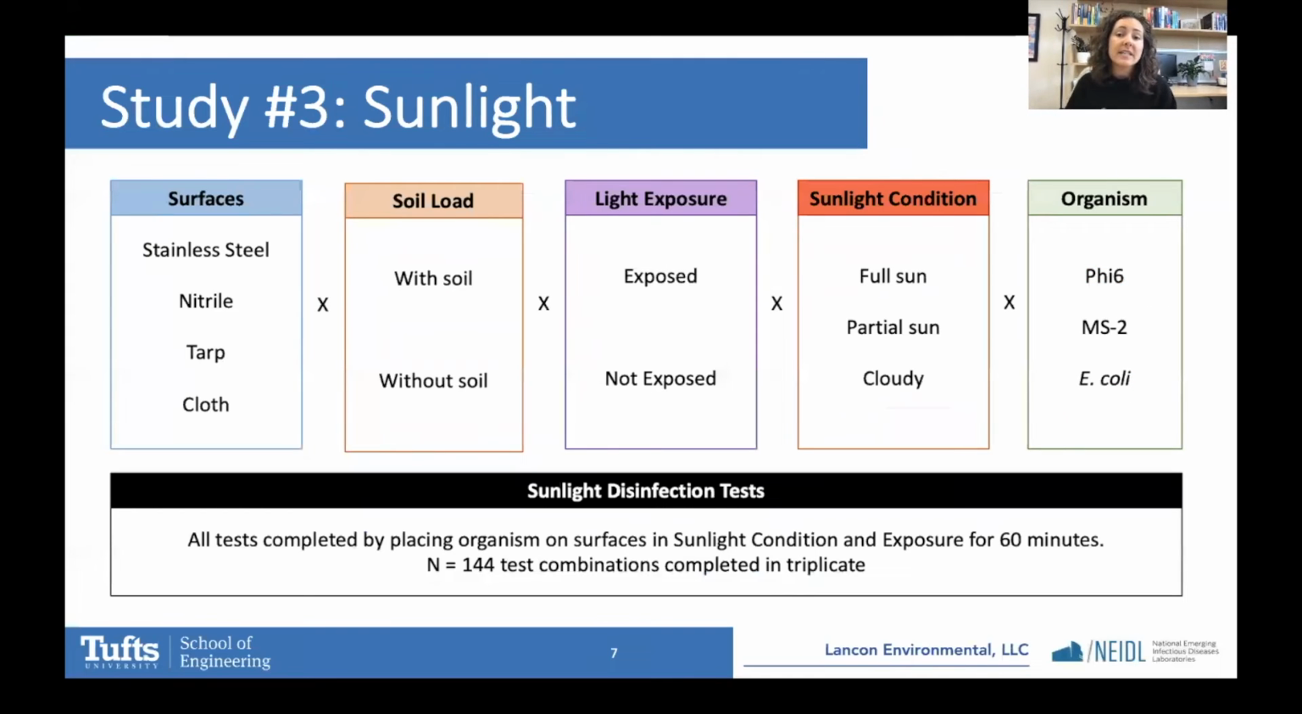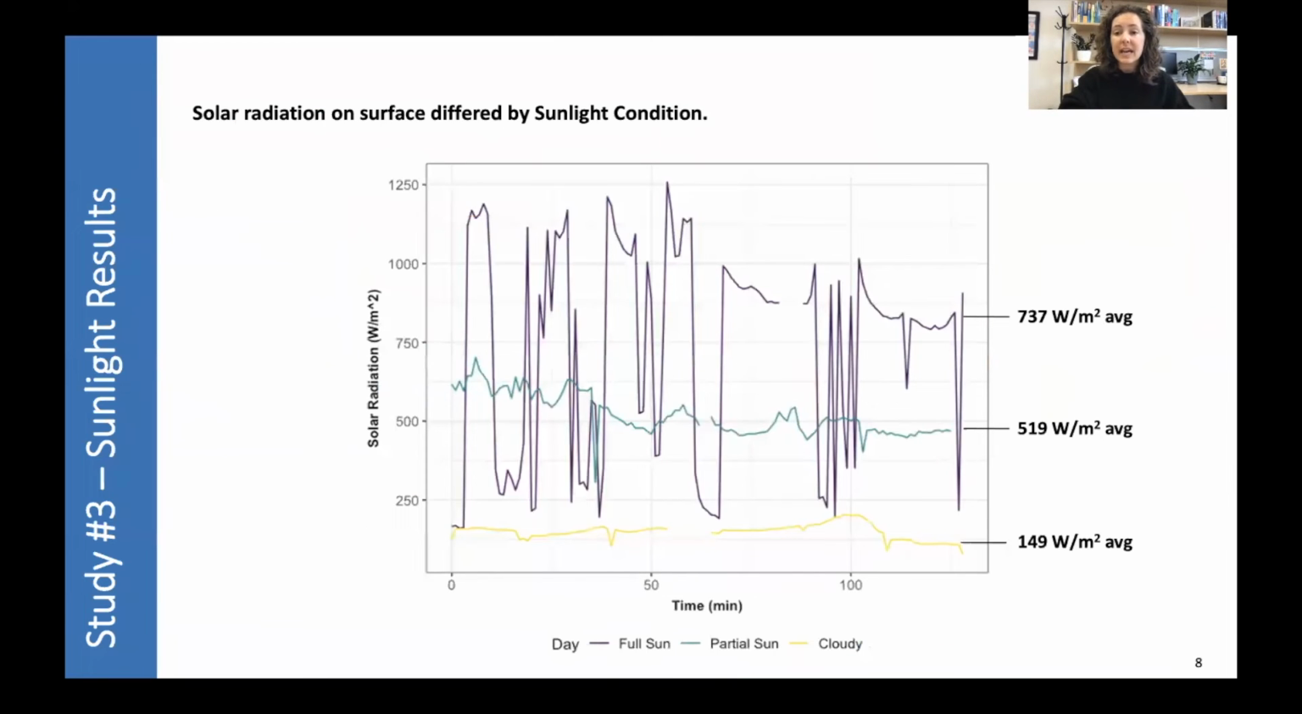And then lastly, we looked at sunlight as a disinfectant. So we utilized 4 different surfaces with and without soil load. And we exposed these surfaces to one of 3 different natural sunlight conditions: full sun, partial sun, or cloudy. We used a non-exposed dark cabinet as our controls for comparison. And then we looked at 3 different organisms: Phi6 and MS2, again, the same 2 bacteriophages, and then E. coli as a bacteria. What we observed was that in natural sunlight conditions here in Boston, Massachusetts, in the USA, we were able to observe different solar radiation averages incident on those surfaces over the 3 days of exposure.